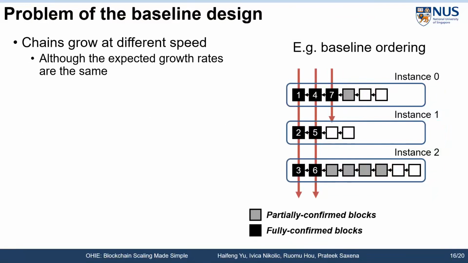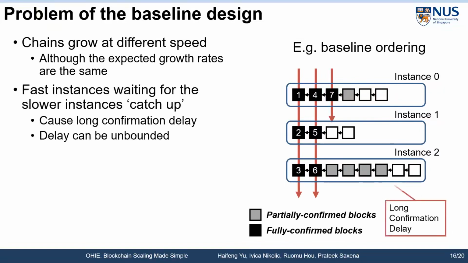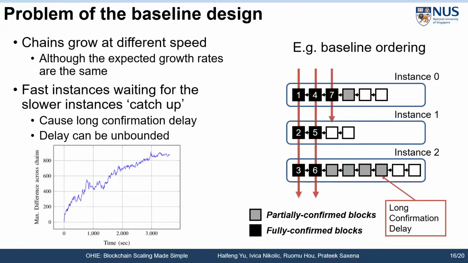The problem with this approach is that the probabilistic effect of mining may cause different instances to grow at different speeds, even though the expected growth rate is the same. This means that a partially confirmed block on a fast-growing chain will have to wait for the slowest chain to catch up before it can become fully confirmed. In fact, our simulation experiments show that the possible size divergence across the chains can grow unbounded over time. When this happens, blocks on the fast-growing chains may have unbounded confirmation latency.